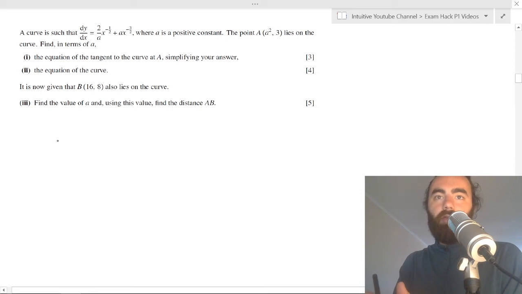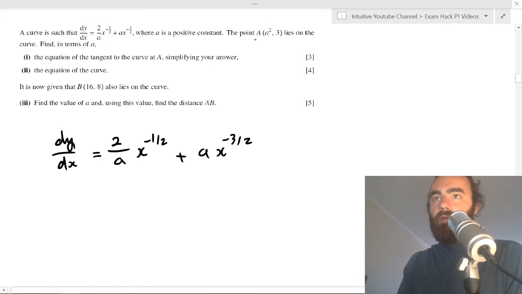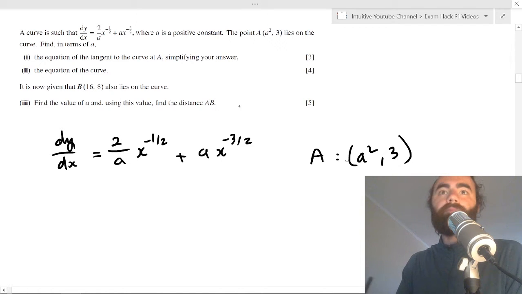So we're given a curve such that dy/dx equals 2 over a minus a half plus ax minus 3 over 2, where a is a positive constant. And there's a point that lies on the curve, which is (a squared, 3). Find, in terms of a, the equation of the tangent to the curve at A.